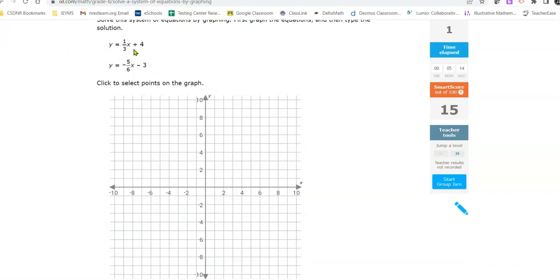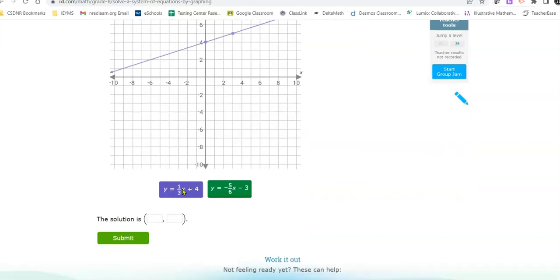Now let's do this again. My first graph here is 1/3 x plus 4. I'm going to click first on my y-intercept, which is 4, and then I'm going to move 1 up, 3 right, and click. That's my first graph in purple.